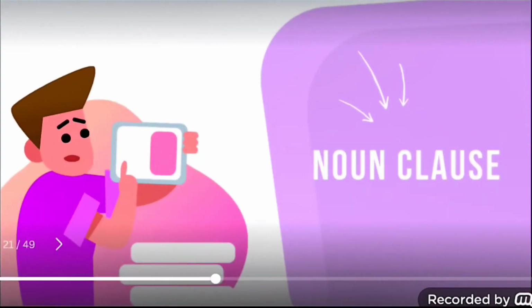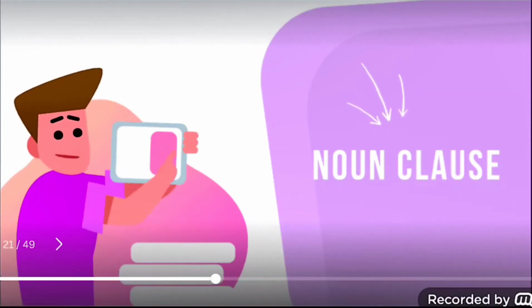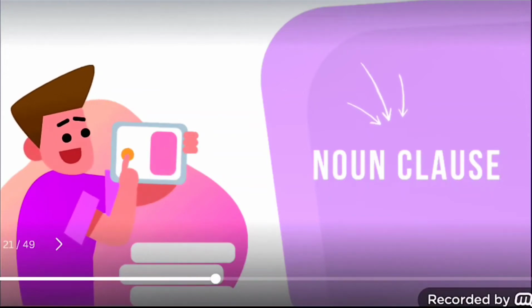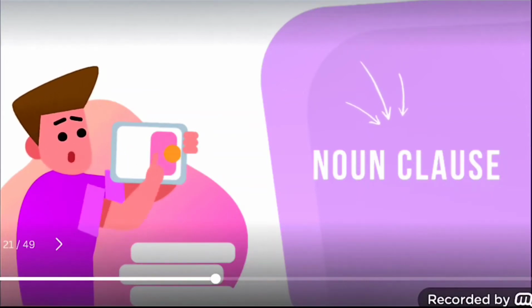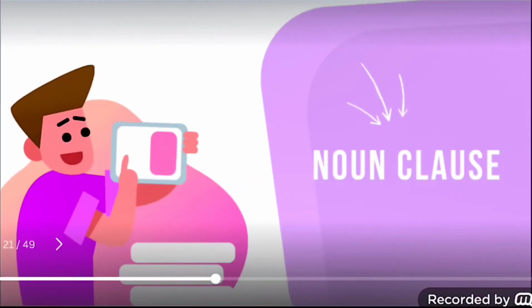So shall we move on to noun clause? This is again another type of dependent clause. In the case of adjective clause, what did we say? The dependent clauses that describe the noun in the main clause are what we call an adjective clause.